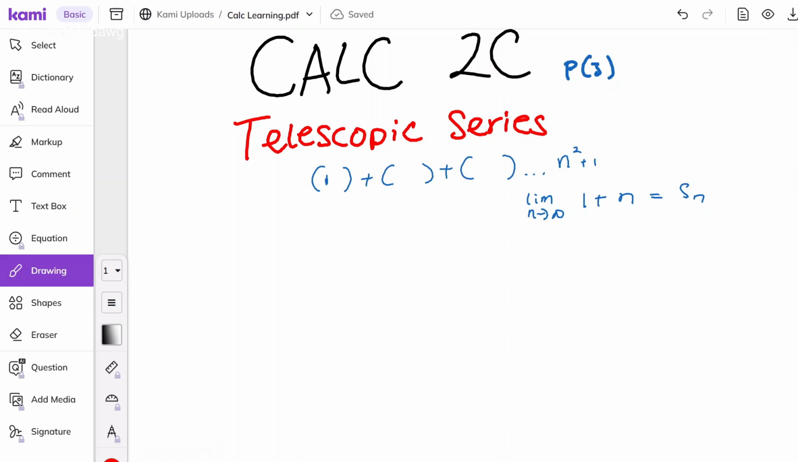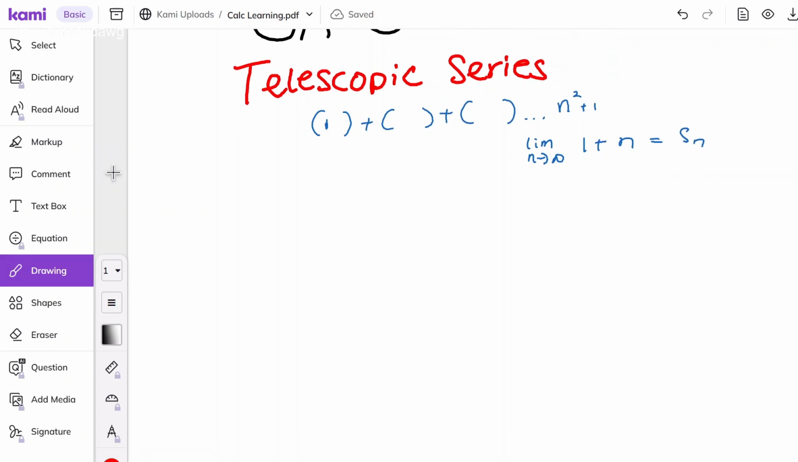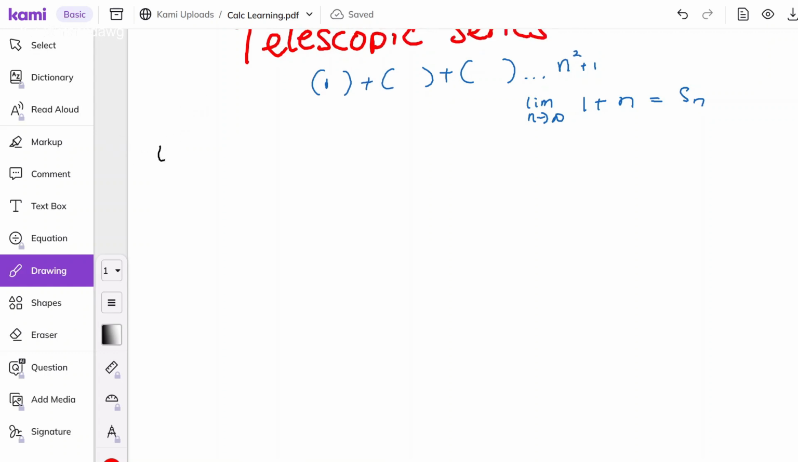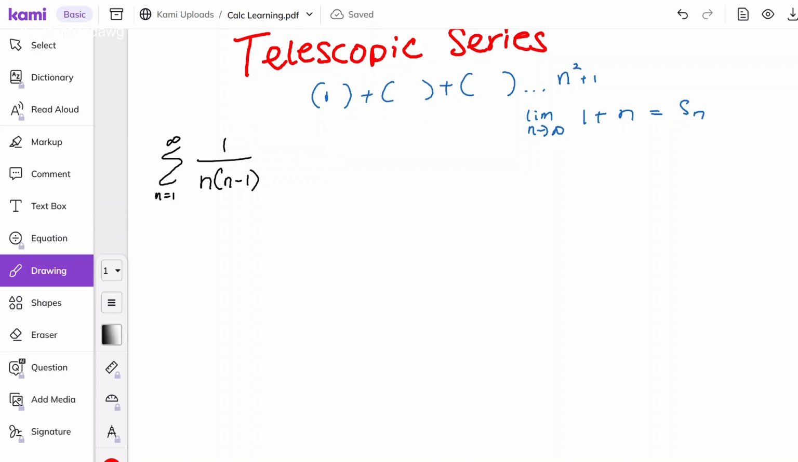So I'm going to give an example of a kind of series that is famously used, where a telescopic series is probably the best option to find the divergence or the sum of the series. It's a series that looks like this, where at the bottom it looks like it's factorable, and there's a fraction inside.